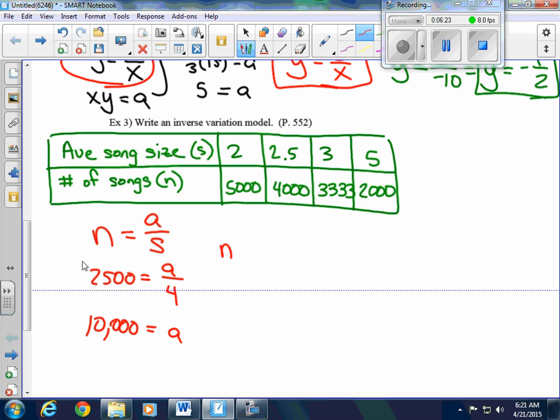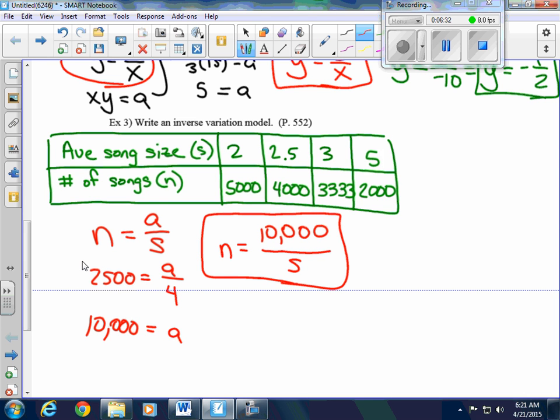So N is going to equal 10,000 over S. And then the table that we get is going to be the one above. So if there's 2 songs, plug in 2, we're going to get 5,000. If there's 2.5, we're going to get 4,000. If there's 3, we're going to get 3,333. And if there's 5, there's going to be 2,000.